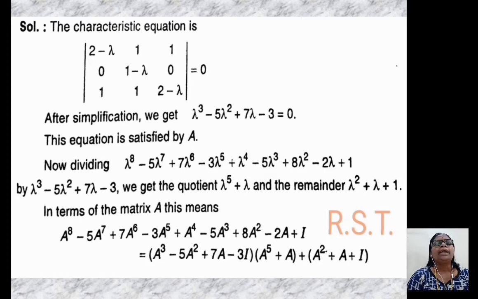We have to prove that this equation is satisfied by A. That means we have to prove Cayley-Hamilton theorem. That is, every square matrix satisfies this characteristic equation. Characteristic equation is lambda cube minus 5 lambda square plus 7 lambda minus 3 equal to 0. We have to prove that this equation is satisfied by matrix A. That means replacing value of lambda by A, this equation is satisfied. We have to prove this term.